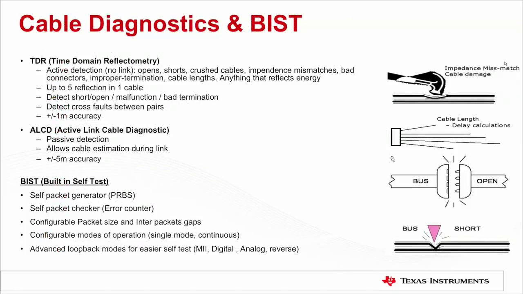The TM4C129X devices use a combination of time domain reflectometry and active link cable diagnostics to test and fully diagnose cables with high accuracy in offline or in live networks. This feature is particularly useful in identifying bus opens, bus shorts, and impedance mismatches. The cable diagnostics can be started and monitored using the bits in the Ethernet PHY cable diagnostic control register.